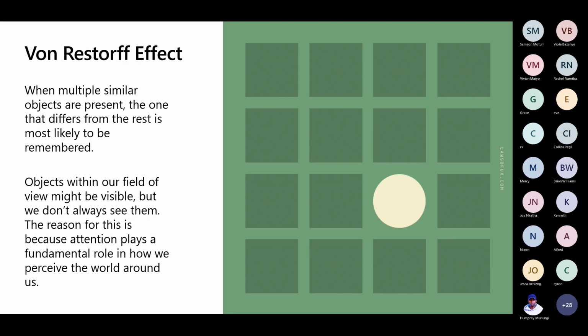Yeah, and then for this one, where multiple similar objects are present, the one that differs from the rest is most likely to be remembered. So if there's a specific action that you want users to take, make sure that it stands out. If it's a button, make sure that it has a color that is very visible and distinct and different from the rest of the page.